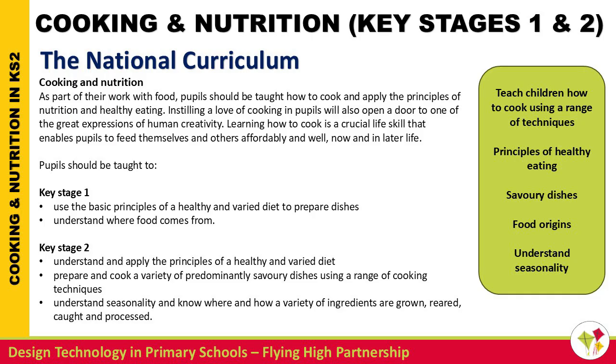It is therefore important to carefully sequence learning so that children are building their knowledge in each lesson and each unit of work. Such is the importance of this strand of learning in the DT National Curriculum that it devotes a separate section to cooking and nutrition, which is displayed on the screen now. The key areas to focus on in primary schools are teaching children how to cook using a range of techniques, the principles of healthy eating, to know how to prepare and cook a range of mainly savoury dishes, to know and understand where food comes from, and to understand seasonality and how this affects food production.